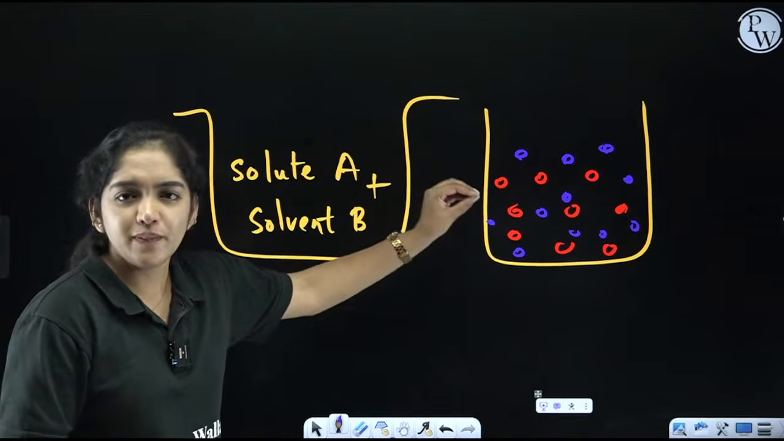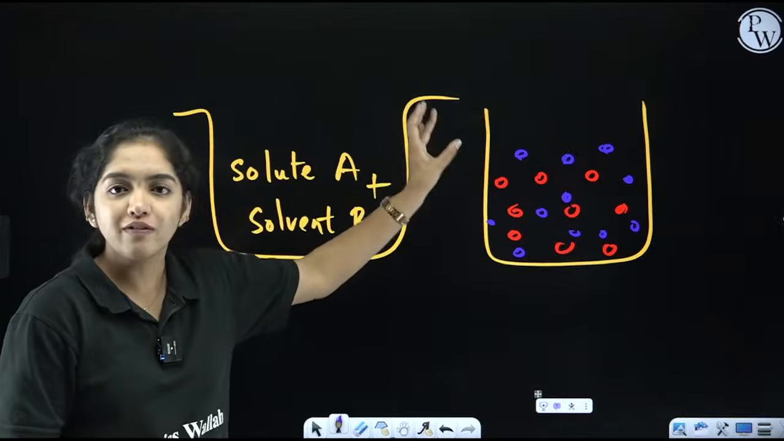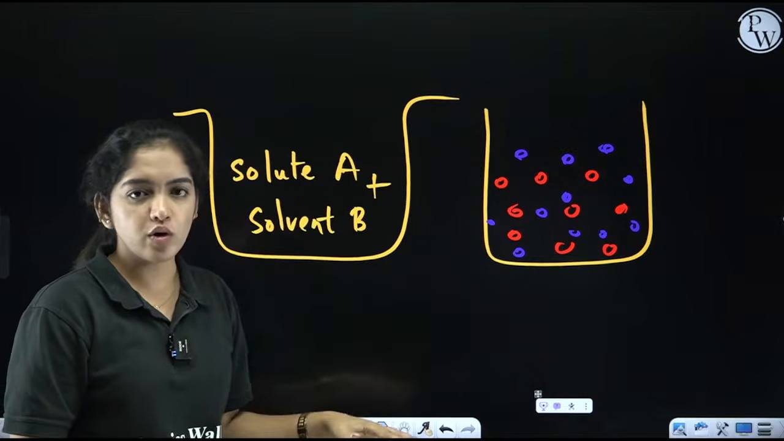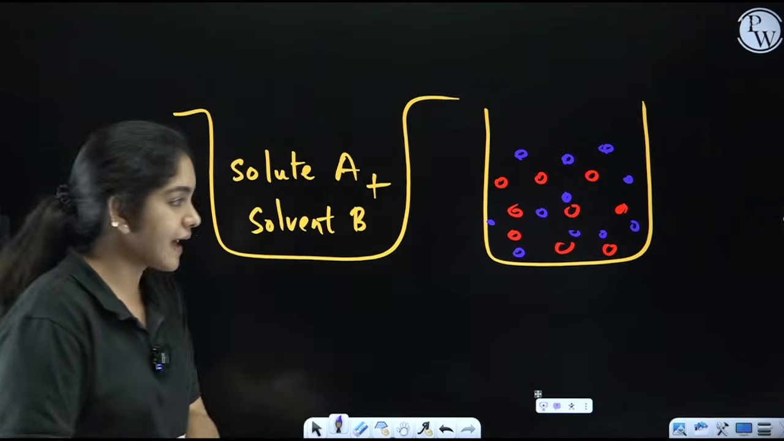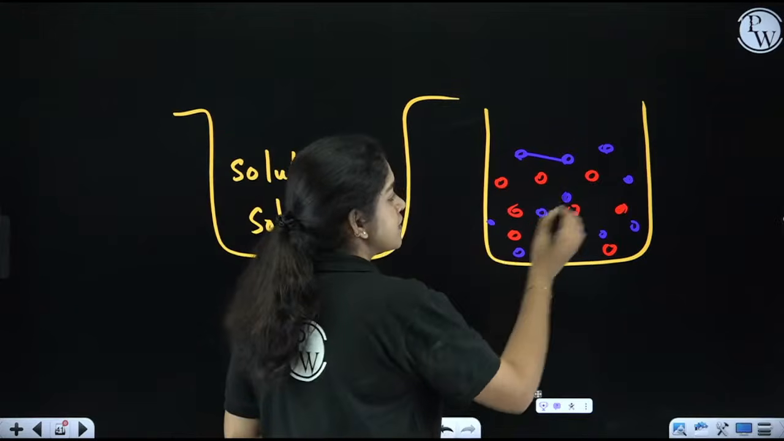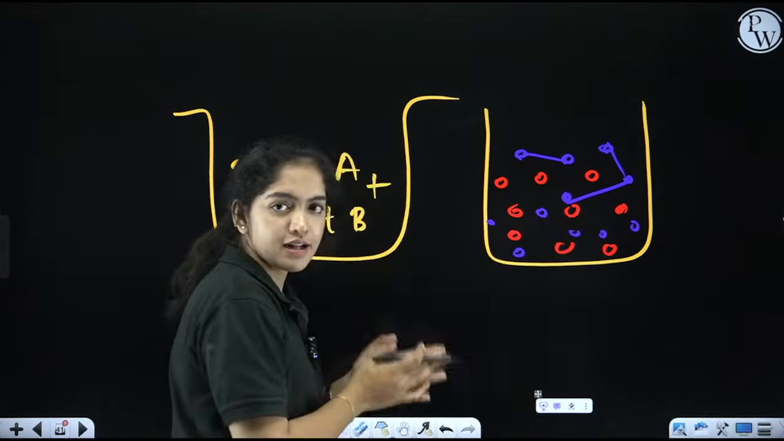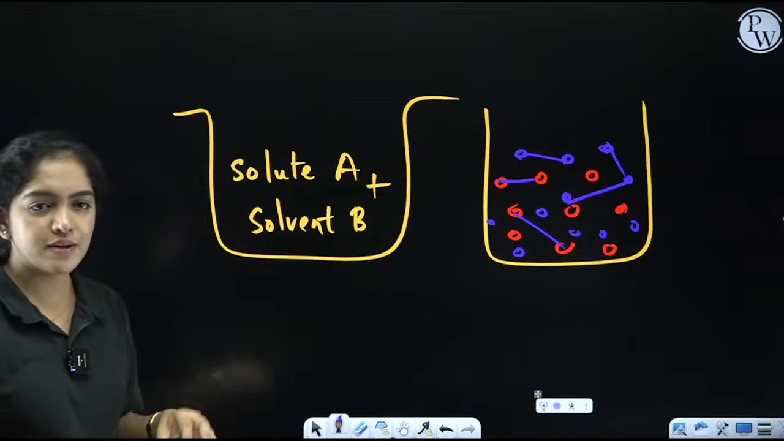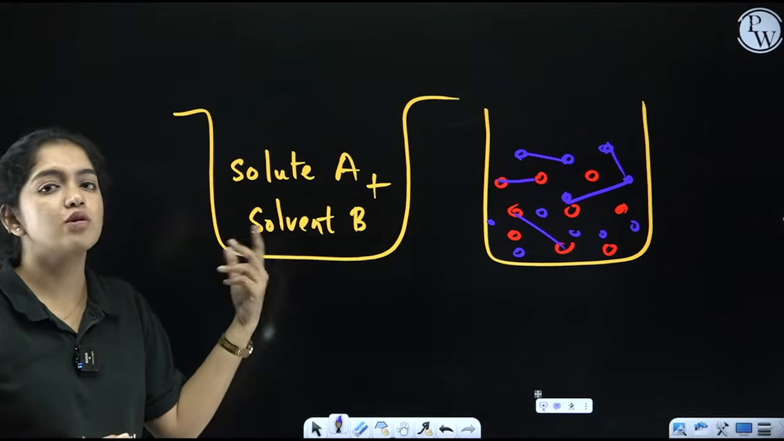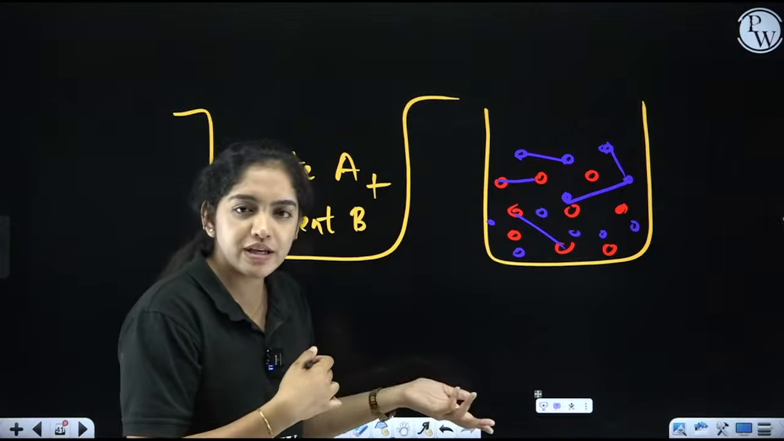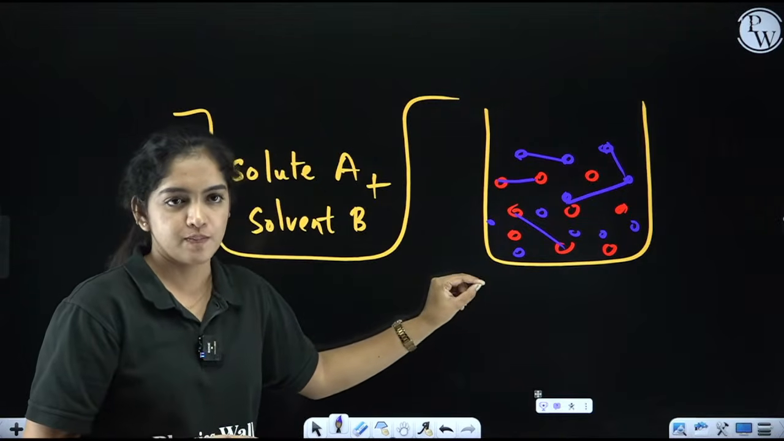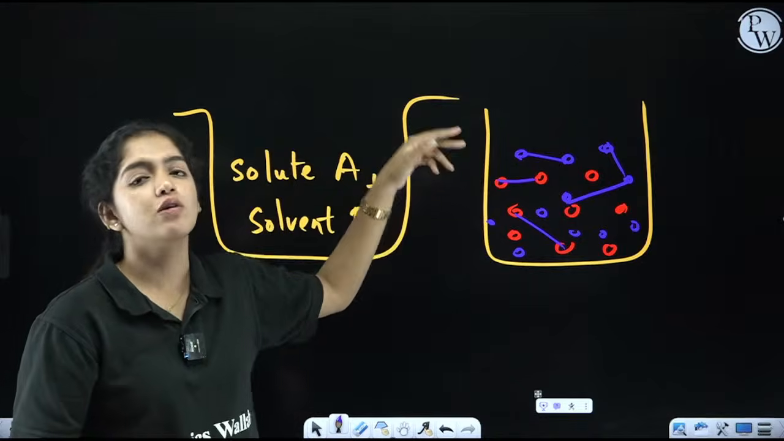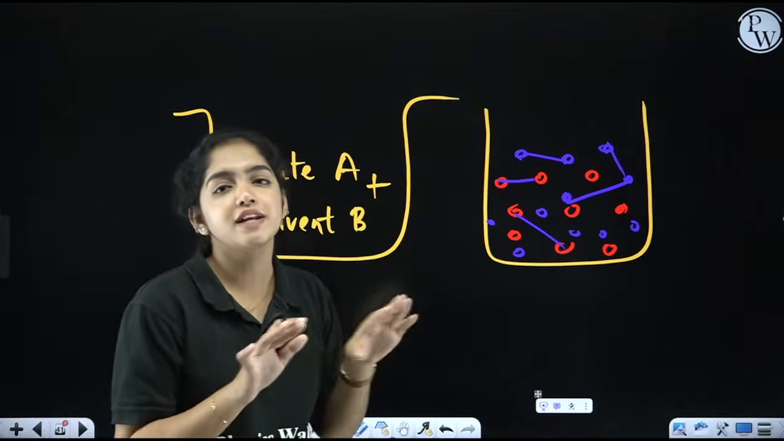Already there will be an interaction between solvent molecules. If water is there, there will be interaction between water molecules. If sugar molecules are there, sugar molecules will have an interaction. Like that, there will be an interaction between these blue molecules, and these red molecules also will have an interaction between them. So solute interaction is there, solvent interaction is there, and when they start to mix, there will be an interaction between solute and solvent. So the solute interaction, solvent interaction, and solute-solvent interaction will be the same, without any difference.